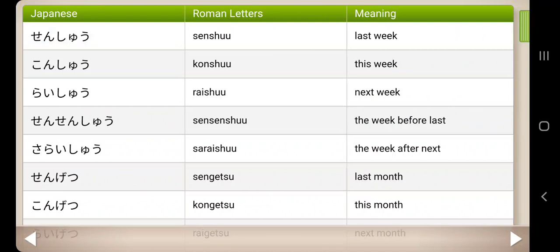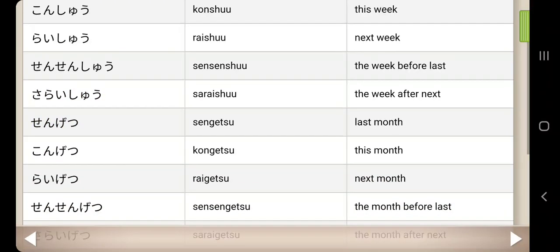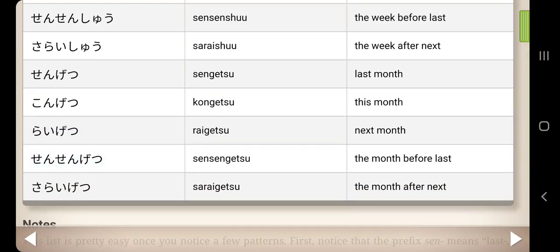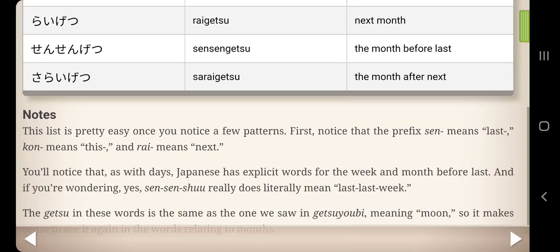先週 Senshu, last week. 今週 Konshu, this week. 来週 Raishu, next week. 先々週 Sensenshu, the week before last. 再来週 Saraishu, the week after next. 先月 Sengetsu, last month. 今月 Kongetsu, this month. 来月 Raigetsu, next month. 先々月 Sensengetsu, the month before last. 再来月 Saraigetsu, the month after next.